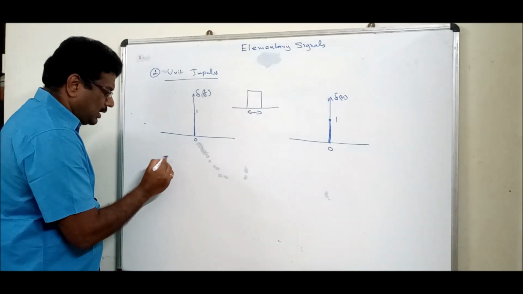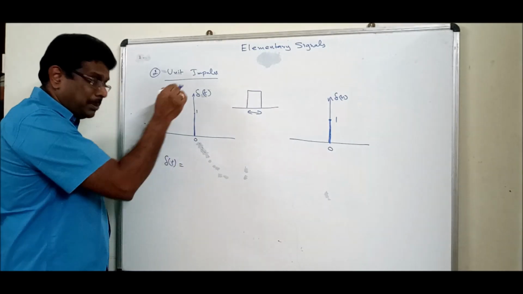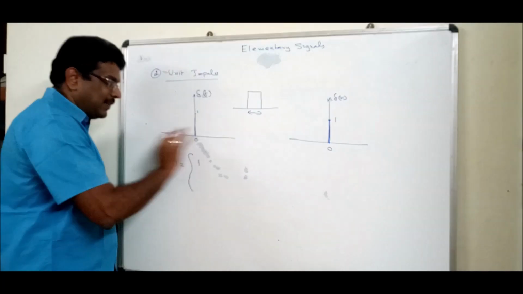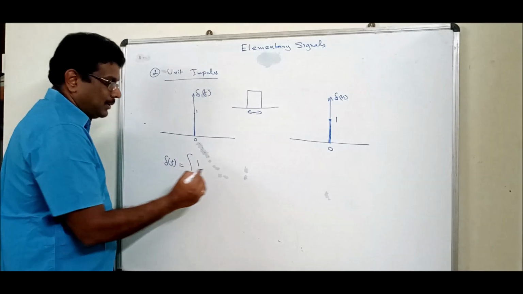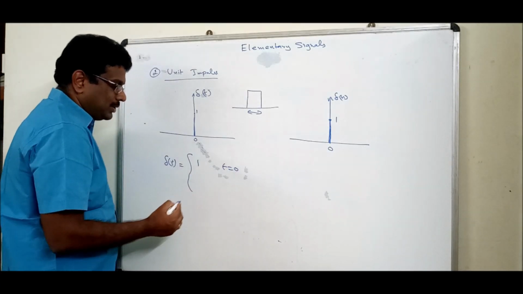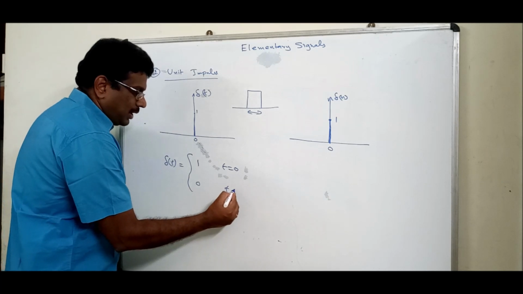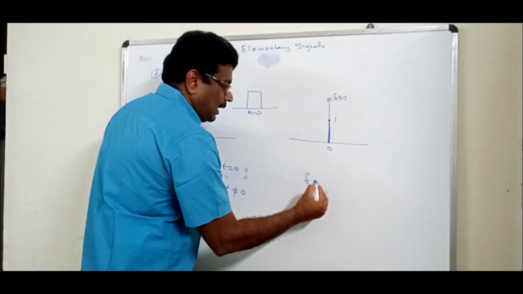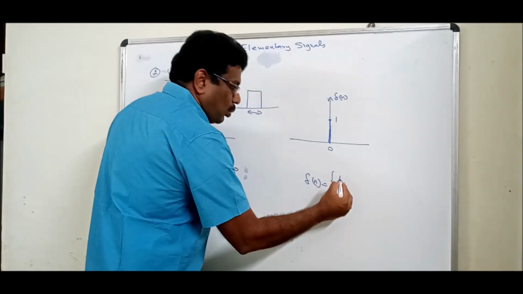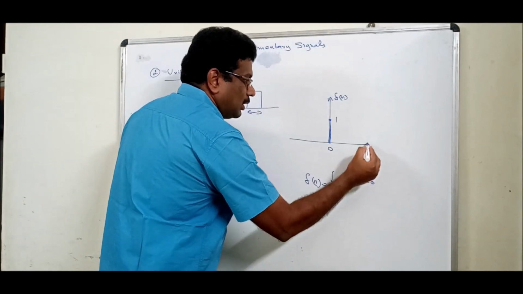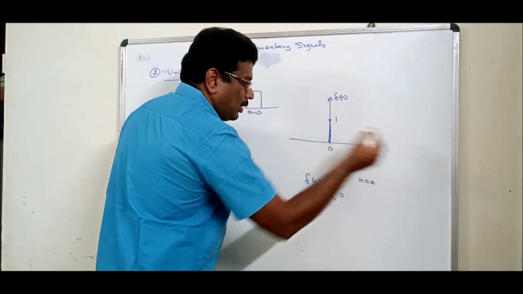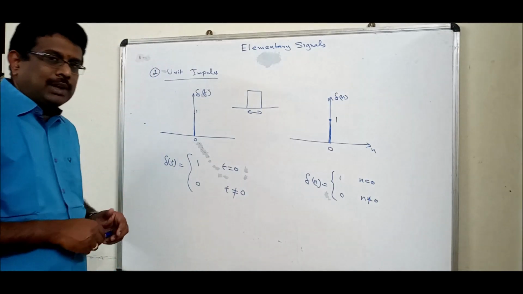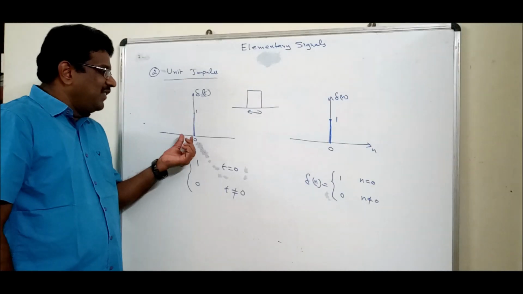What is the definition? Del of t is the symbol for the impulse signal. Its amplitude is 1 at one place, at t equal to 0, and it is 0 for t not equal to 0, on this side and this side. Similarly, del of n is 1 for n equal to 0 because it is discrete, and it is 0 on both sides for n not equal to 0. An impulse is a pulse signal whose width is very small.